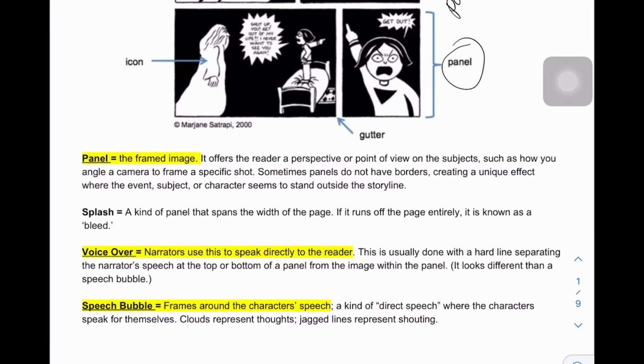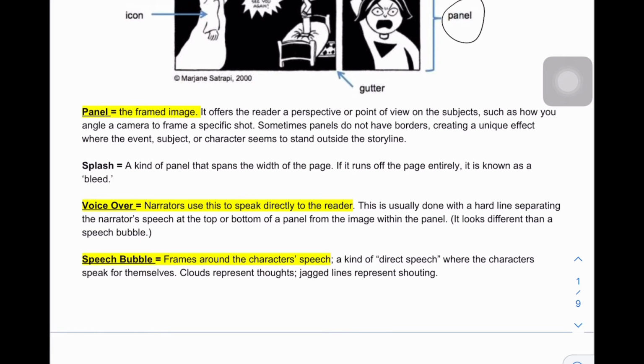The other things that you need to think about, it's not as important, but a splash is basically when the images that are on the page spill off to it. So it's the kind of panel that spans the width of the page. So it could take up the whole page, though you don't really see any margins or borders or any boxes specifically.